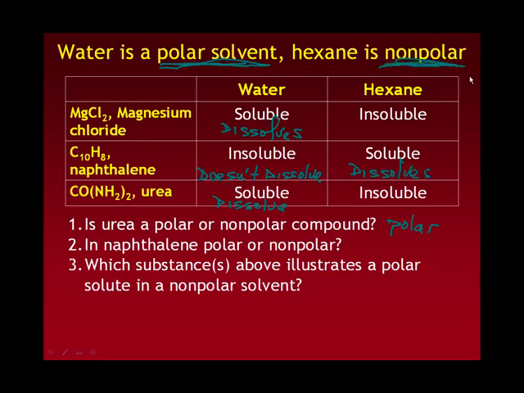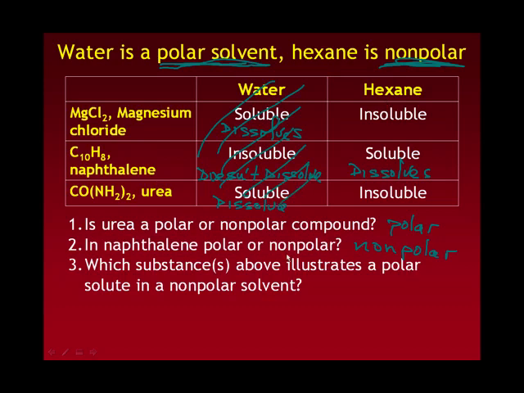And hexane, we're told up here, is nonpolar. So naphthalene must also be nonpolar. And then our third question, which substances above illustrate a polar solute in a nonpolar solvent? Okay, so we're looking for a polar solute in a nonpolar solvent. Well, my solvents are water and hexane, and it tells us that hexane's nonpolar. So we're not even going to look at water, we're just looking at the hexane.